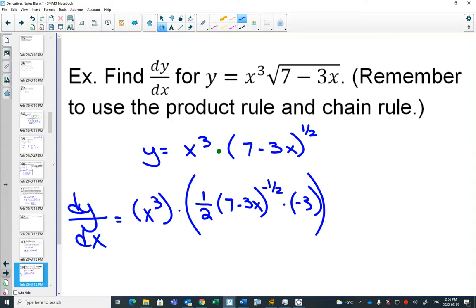And now I have to bring my head back and say, where was I in my product rule? My product rule says keep one the same, derivative of the second, then add, keep the second one the same, multiply by the derivative of the first one.